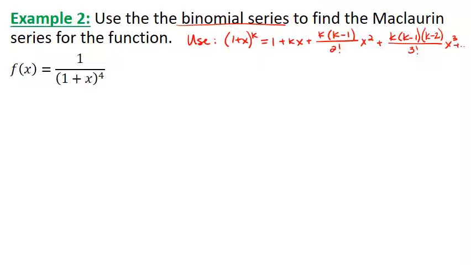Now, if we are looking at this formula, we need to identify what k is in our problem. And since this is in the denominator, we can rewrite this like so, where k equals -4. So all we're going to do is plug -4 into this formula. That's it. So let's do it.